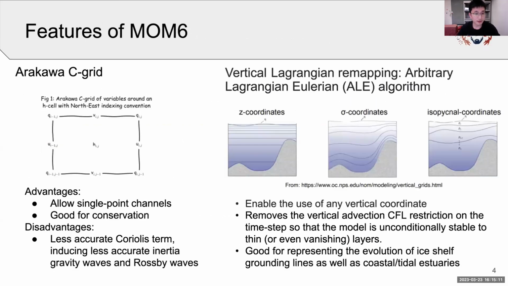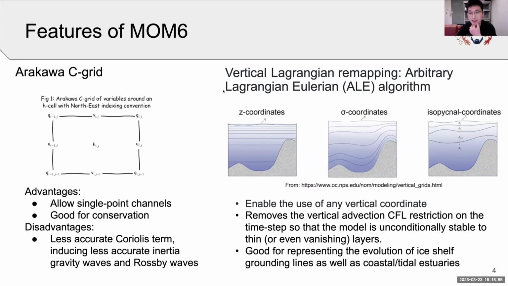The features of this ocean model: first, it uses the Arakawa C grid, allocating the tracers in the center and the vorticity and velocities at the corner and the edge. An advantage of this grid is that it is good for energy and variable conservation, which is very important for long-term climate simulations. At the same time, there are some disadvantages, like less accurate Coriolis terms.